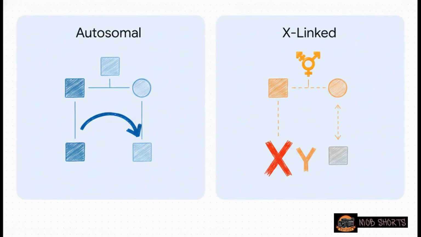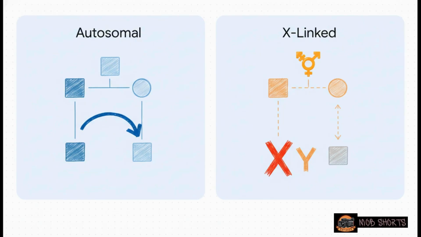Next up, autosomal or X-linked. For autosomal traits, it usually hits males and females pretty equally. But with X-linked traits, you'll often see way more of one sex affected. But the real killer clue is transmission. A father gives his Y chromosome to his sons, right? Not his X. So if you ever spot an affected dad who has an affected son, it cannot be X-linked.